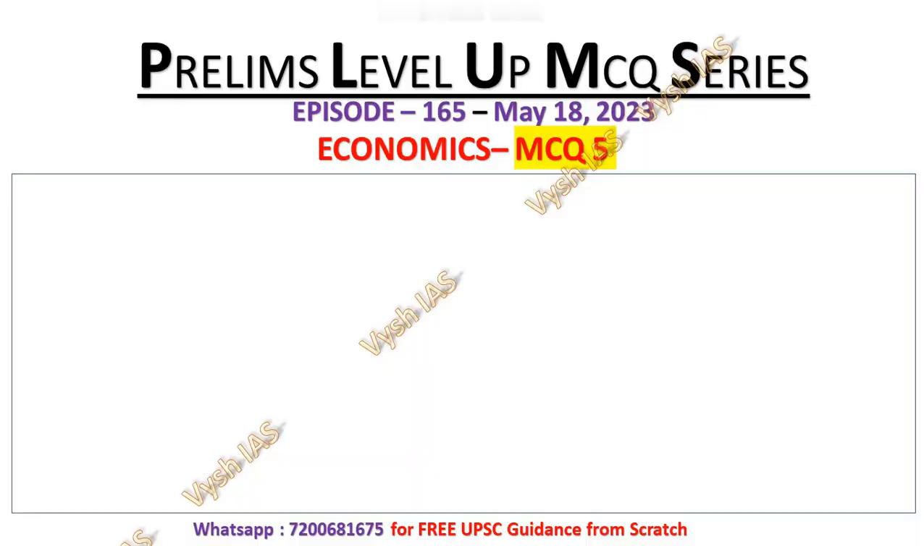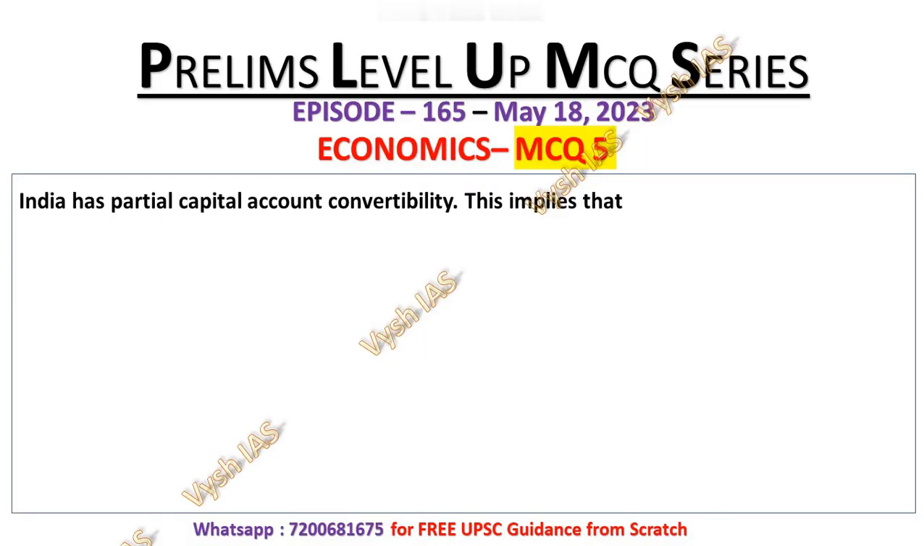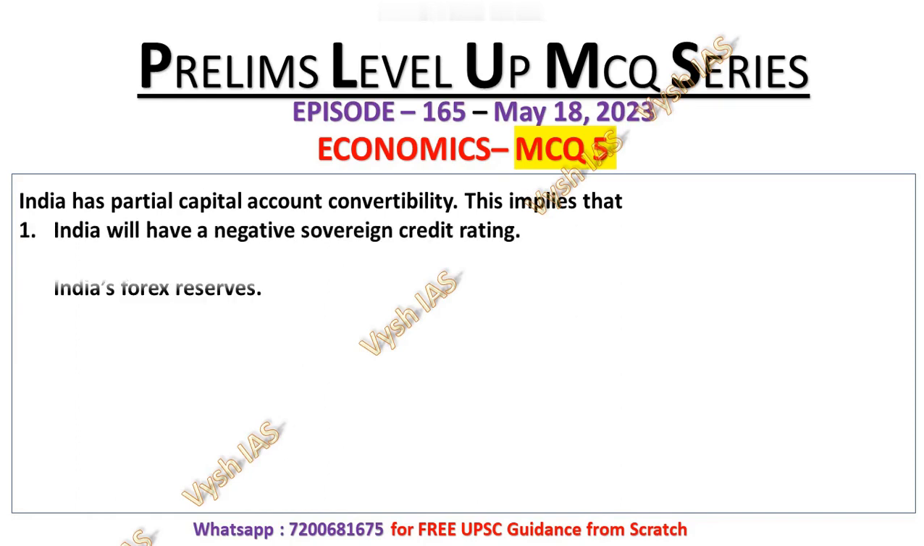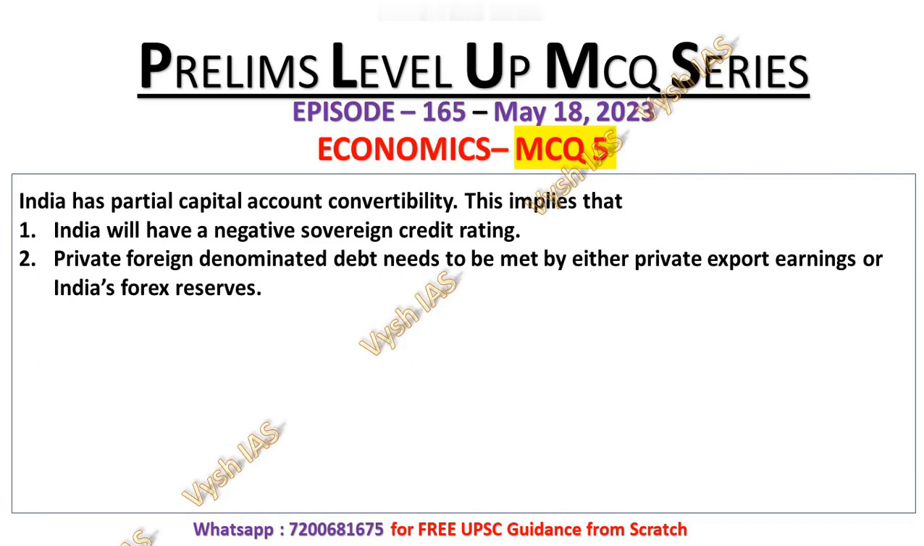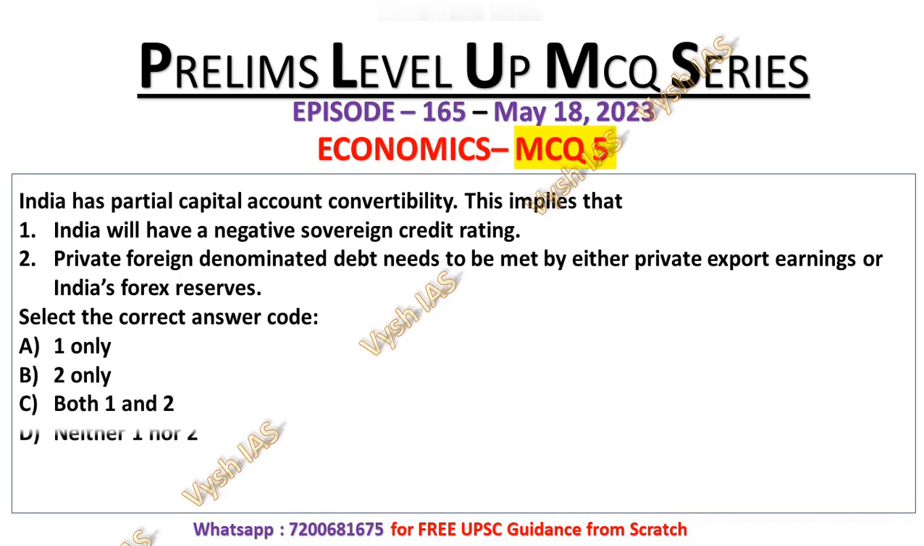Now the last MCQ of today's class. India has a partial capital account convertibility. It implies that statement 1: India will have a negative sovereign credit rating. Statement 2: Private foreign denominated debt needs to be met by either private export earnings or India's forex reserve. You have to identify the correct answer code: 1 only, 2 only, both 1 and 2, and neither 1 nor 2. So I will provide you 10 seconds, try to answer this question.